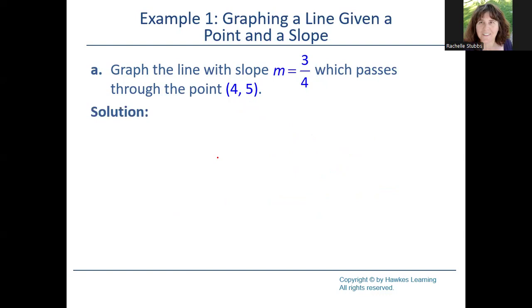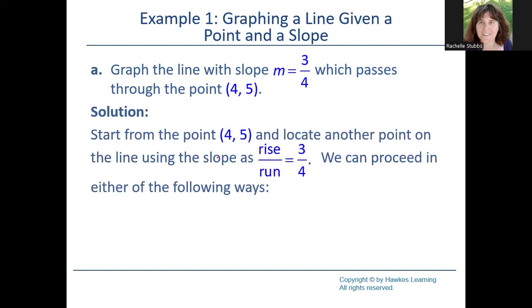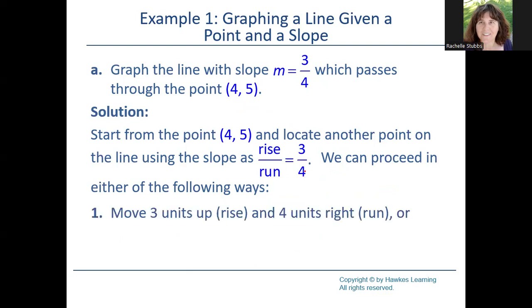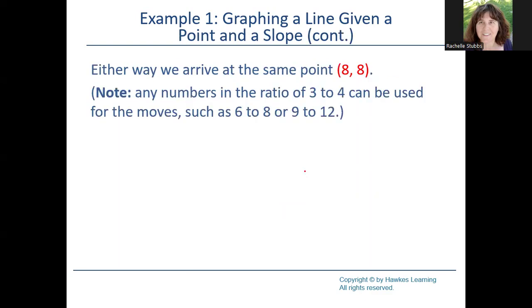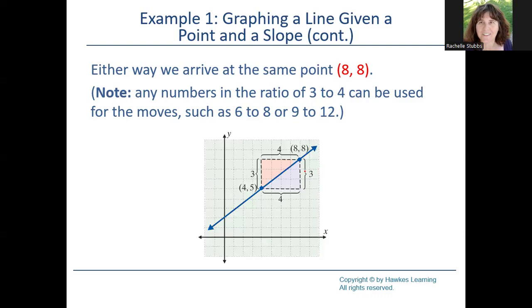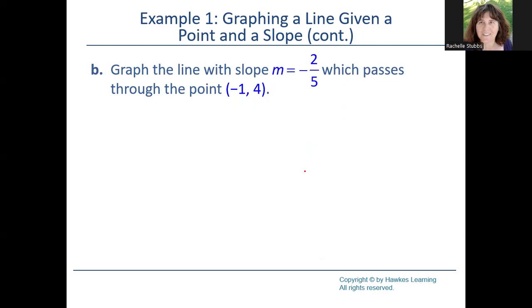Well, let's look at some other information. Remember, our rise is up 3, our run is over 4. So once we plot the point (4, 5), move up 3 units and move to the right 4. And either way, we arrive at (8, 8), just like I showed you. And there they are. Then we can connect those two. And there we are.